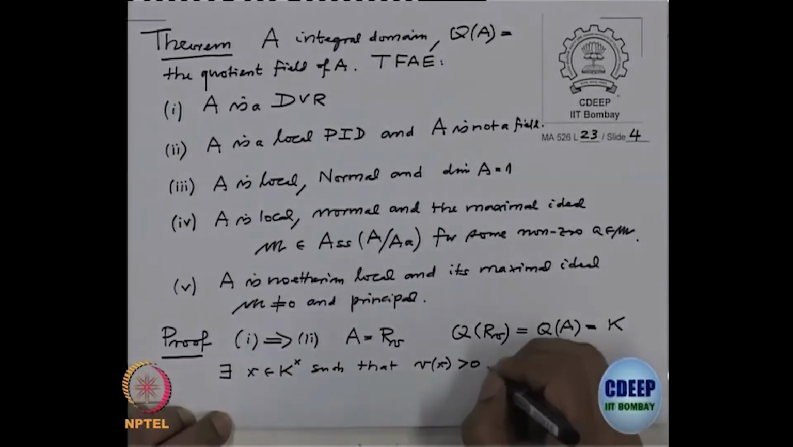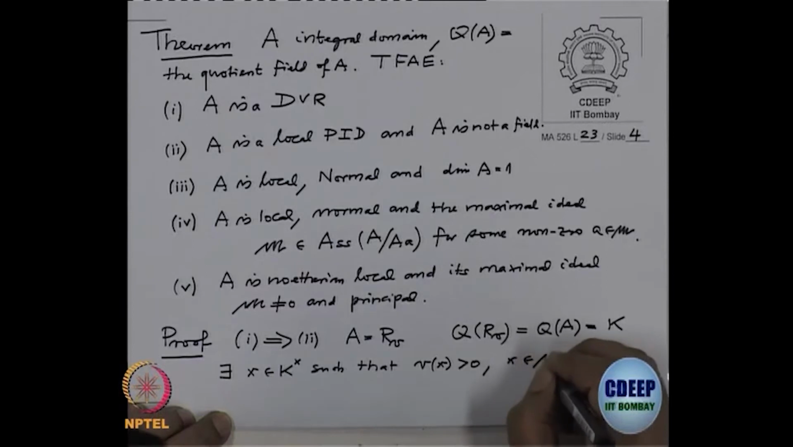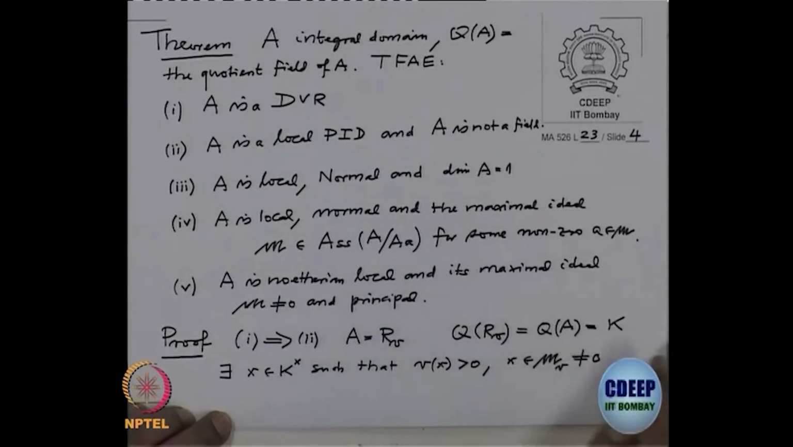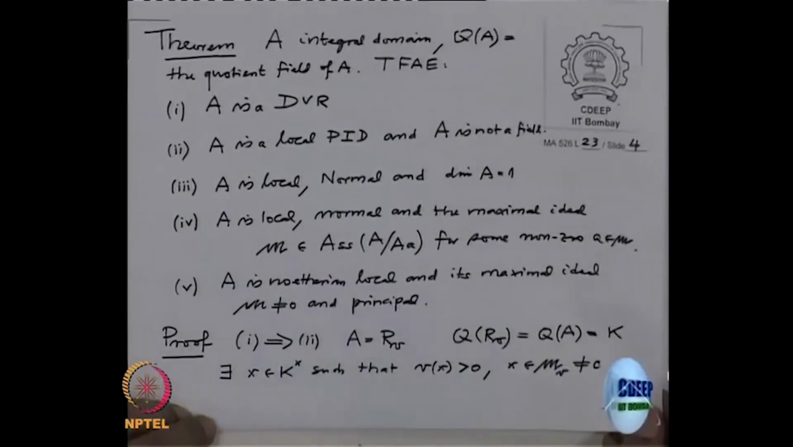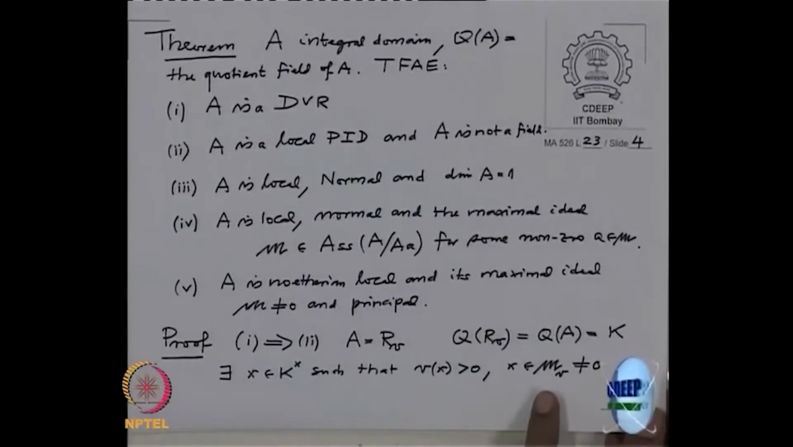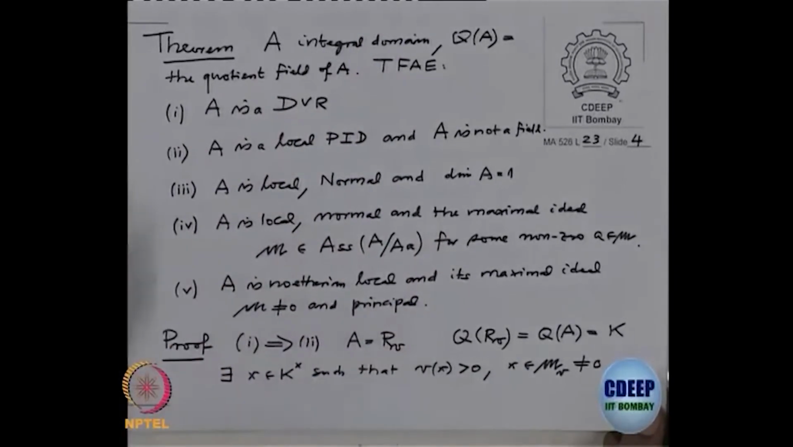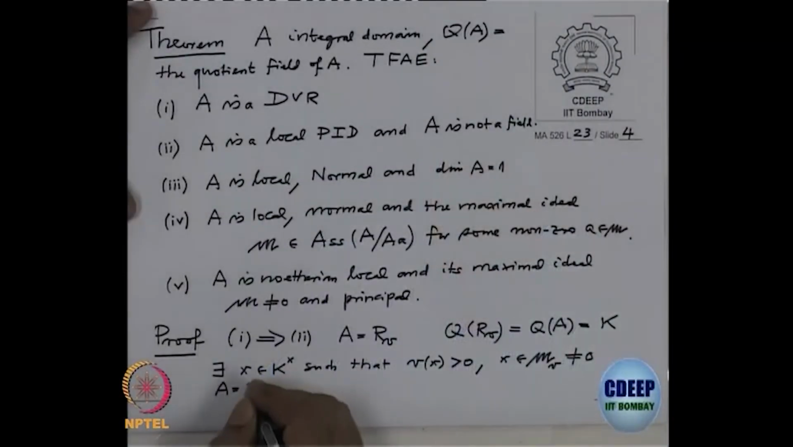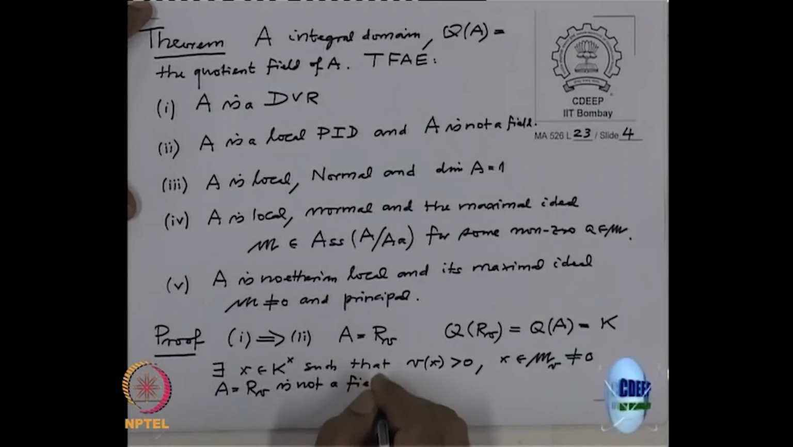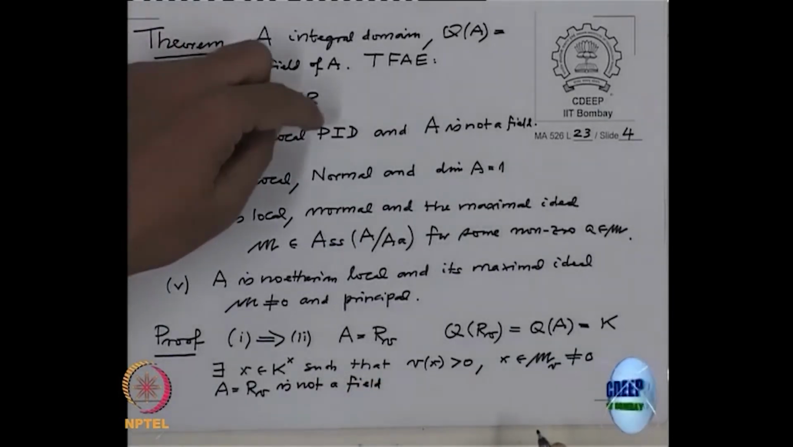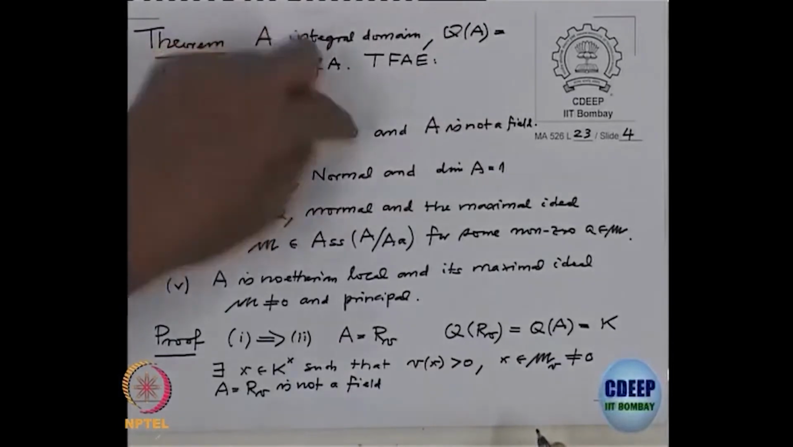So, this x will belong to M_V, and therefore M_V is non-zero. Therefore, A cannot be a field, because R_V has the maximal ideal M_V. We have seen above that RV is local and that the quotient field of R_V is the same as the quotient field of A, which is the field K. So, A, which is R_V, is local and not a field. Now, I want to show it is a PID.